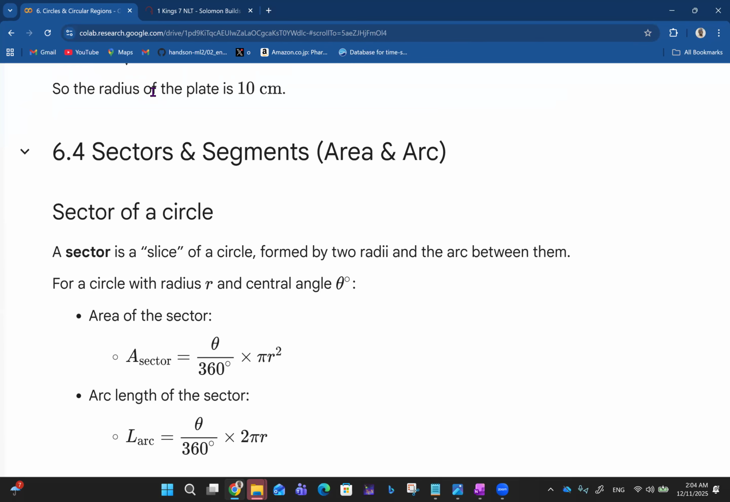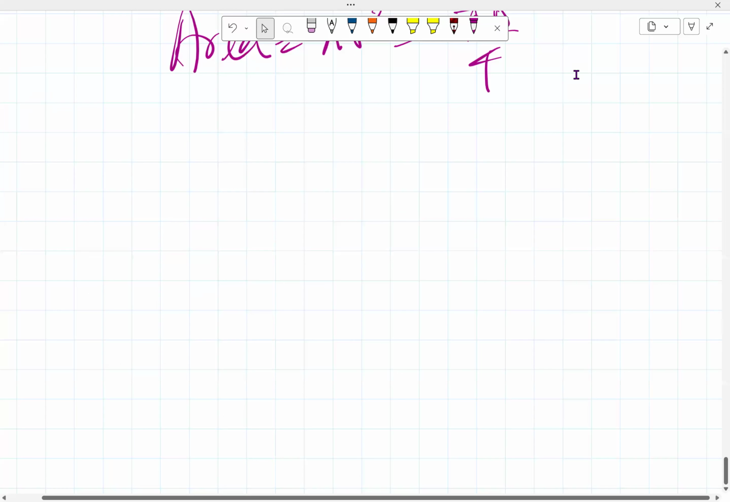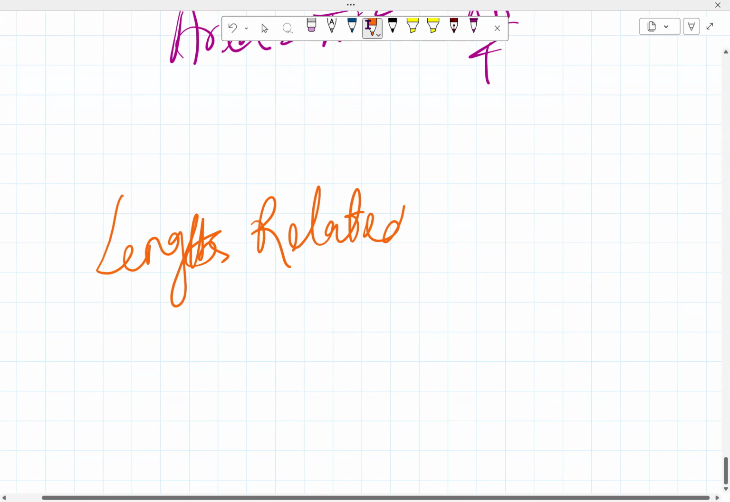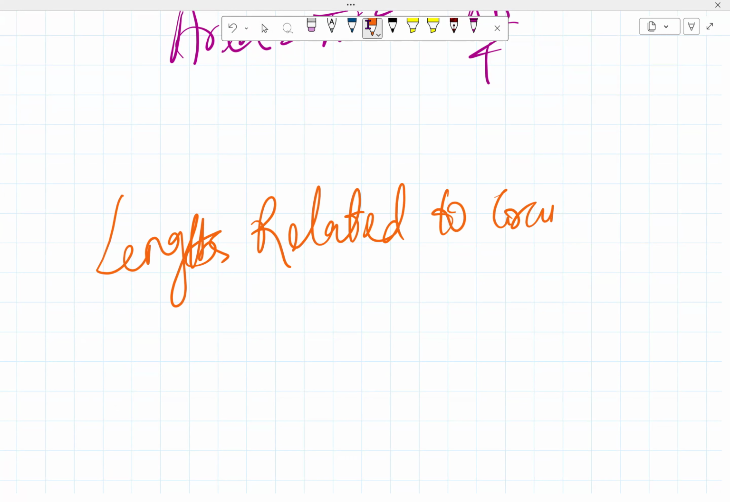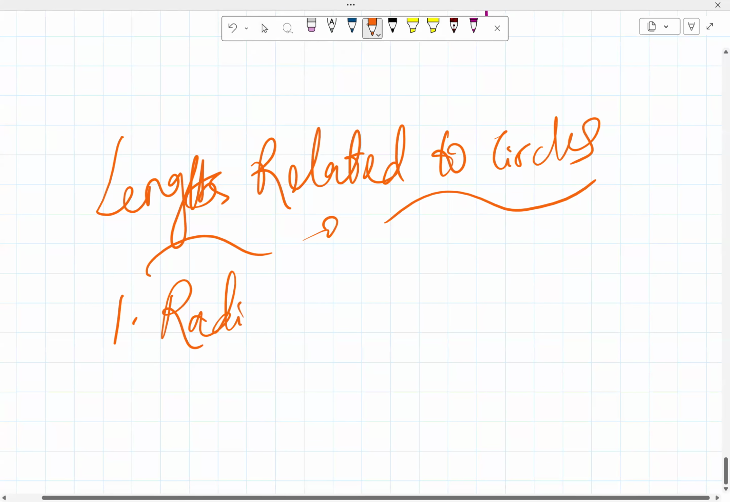Now we can talk about sectors and segments. So we are talking about area now. When we talked about lengths related to circles, maybe I can summarize that. You remember the first length we talked about was the radius. Then we talked about diameter.